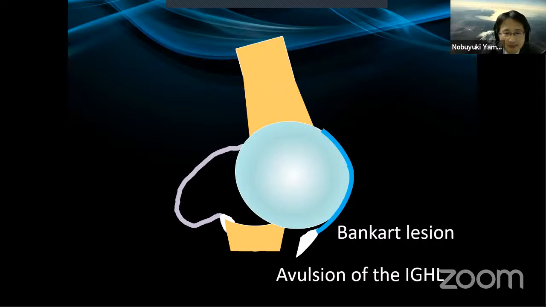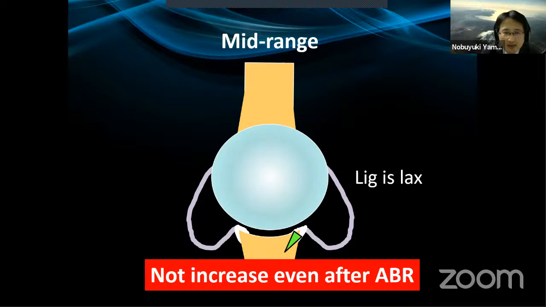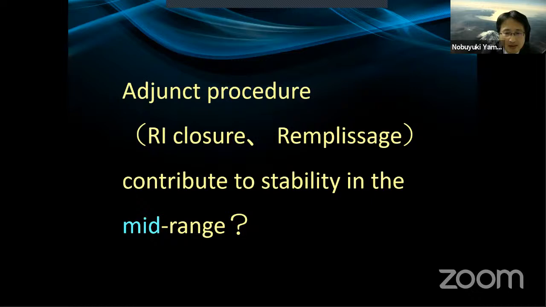Bankart lesion is a avulsion of the IGHL. So after Bankart repair, the shoulder becomes stable in the end range. On the other hand, in the mid range, stability does not increase even after Bankart repair. Adjunct procedures such as rotator interval closure and remplissage contribute to the stability in the mid-range.